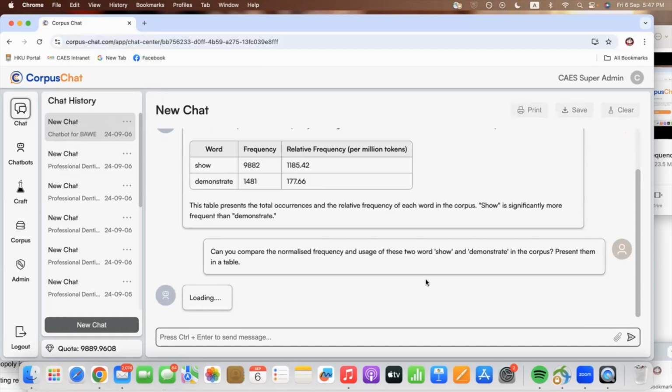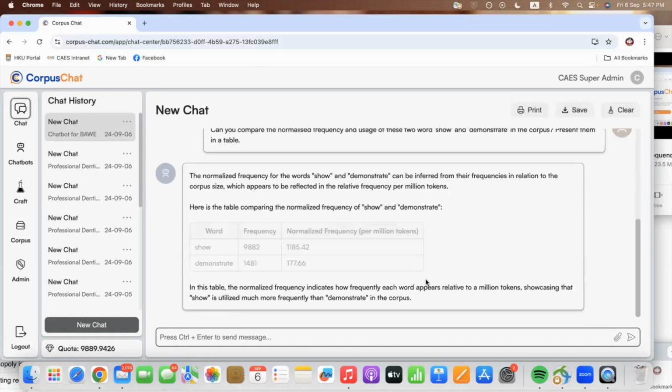The frequency information will be very important. At least we know in this huge corpus, the British Academic Written English Corpus, the word show is far more frequently used than demonstrate, especially if we have a look at the normalized frequency. So at least the frequency information will provide us with the idea of which is more representative in academic essays. And then, okay, you can continue the conversation with AI.